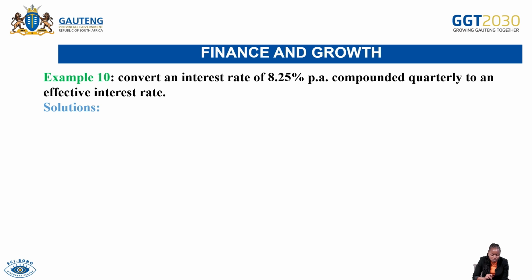And then let's quickly move to example 10. I'll let you do this one, I've been doing the talking all alone. It says convert an interest rate of 8.25% per annum compounded quarterly to an effective interest rate. Quickly do that one for me. Please don't forget the compounding periods. The minute they say it's compounded quarterly or compounded monthly, what is it that you need to do? I'm giving you 2 minutes. Okay, your time is up.